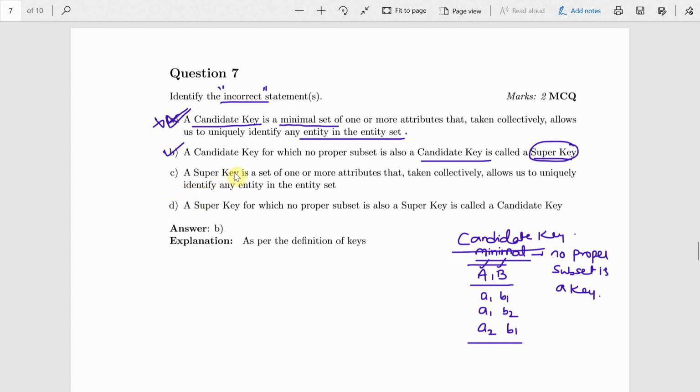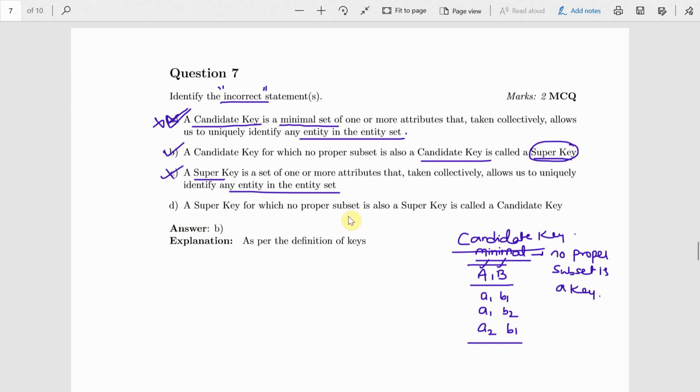Option C says a super key is a set of one or more attributes that, taken collectively, allows us to uniquely identify any entity in the entity set. Yes, one or more attributes that uniquely identify an entity in the entity set is called a super key. So option C is correct, but because the question asks for the incorrect statement, option C is wrong.